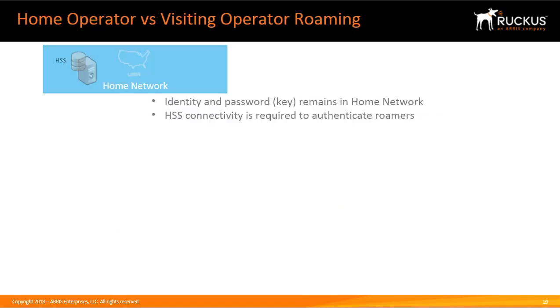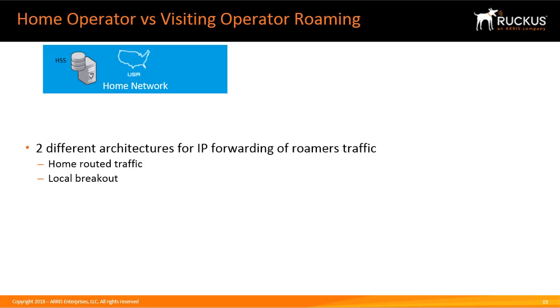Visiting networks can be in the same country where home carrier coverage is not available, or in a different country where the home carrier does not provide service. Either way, the authentication request of the UE is sent to the home network operator. However, the routing of the UE data traffic can be different. The most common ways that user data is forwarded when a UE is roaming outside its home network is by either a home-routed or local breakout design.